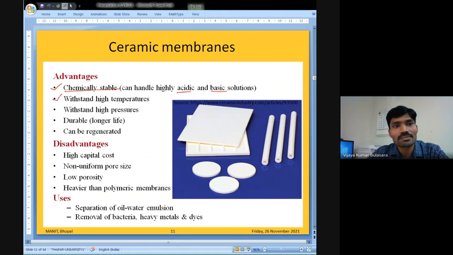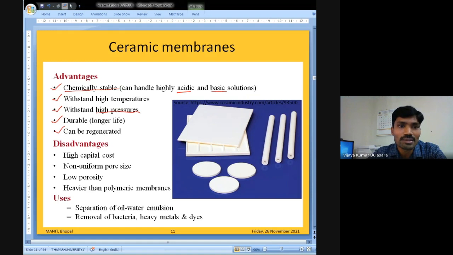They withstand high temperatures. Whatever the drawbacks of polymeric membranes are, they are the advantages of ceramic membranes. They withstand high temperatures and high pressures, especially in reverse osmosis and nanofiltration. Those processes are operated at high pressures, so they require high mechanical strength. Ceramic membranes have high mechanical strength, so they withstand high pressures. They are durable, have a longer life than polymeric membranes upon continuous usage, and can be regenerated. Regenerate means that after use, they can be cleaned and reused.